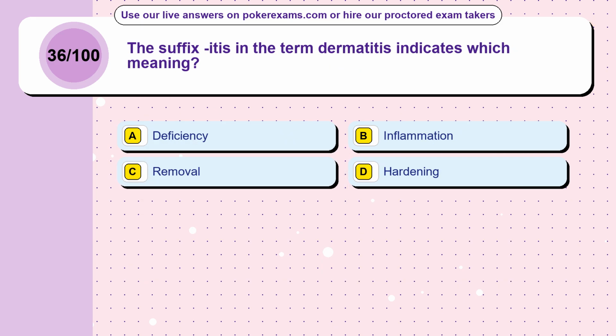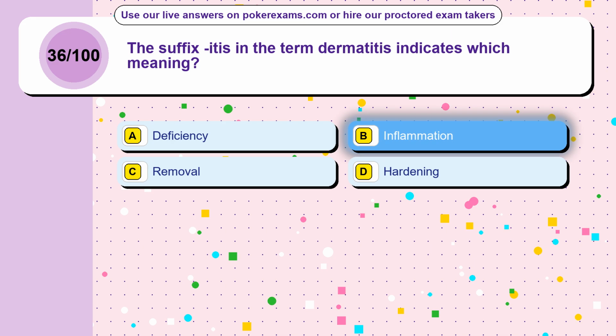Question 36. The suffix itis in the term dermatitis indicates which meaning? Option A. Deficiency. Option B. Inflammation. Option C. Removal. Option D. Hardening. The correct answer is option B.